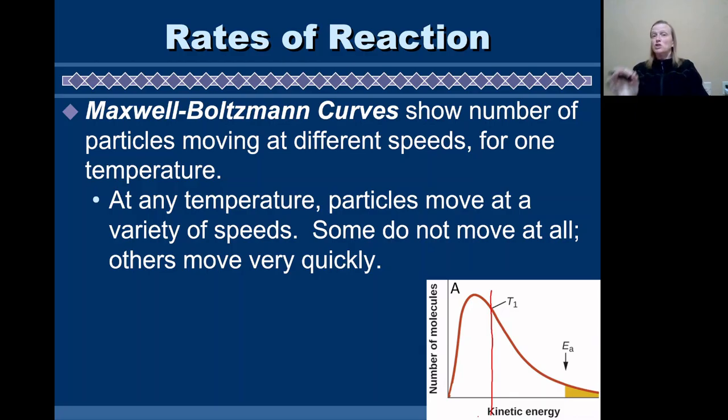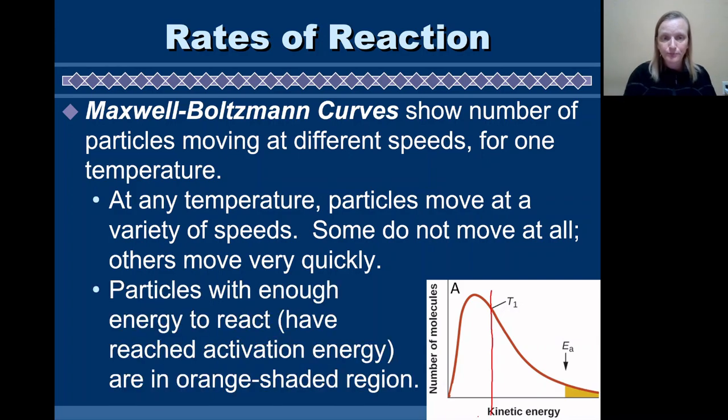Keeping in mind what this is showing us is that at any given temperature, particles move at a variety of speeds. It's not like if you've got one temperature, all those particles are moving at one speed, and then at a higher temperature, every single particle is moving faster. That is not true. There are always some slow particles, some fast particles. It's the average that is an indication of the temperature.